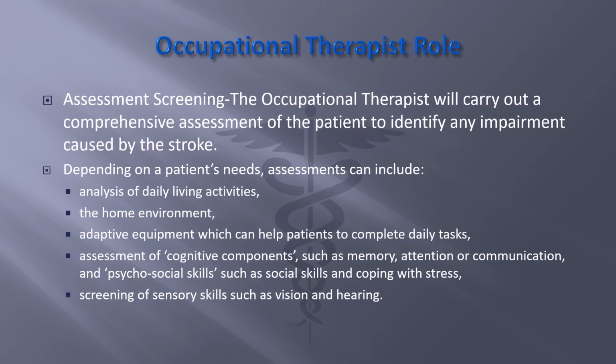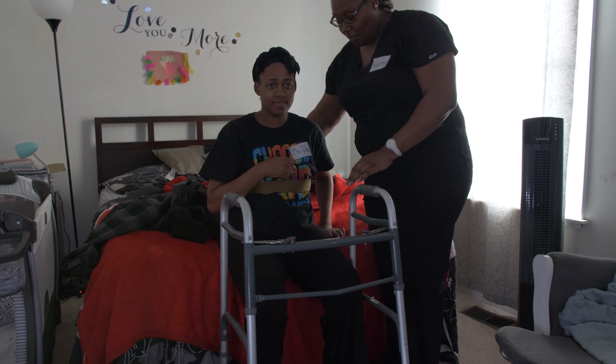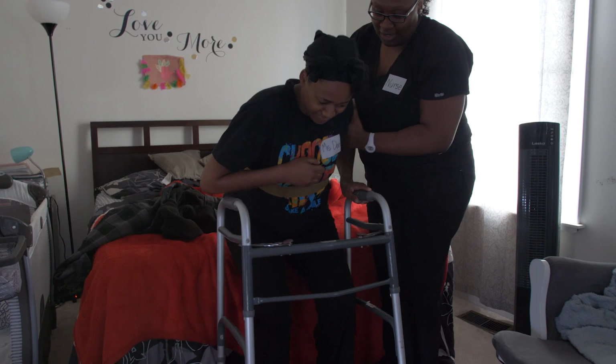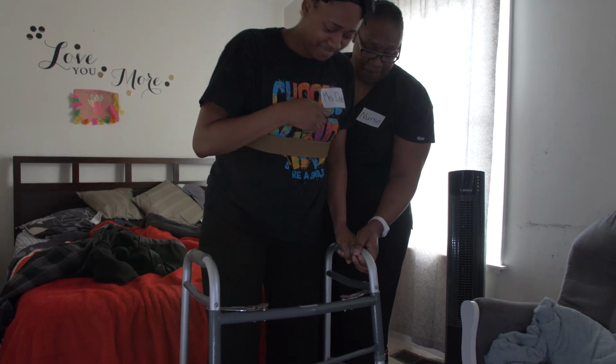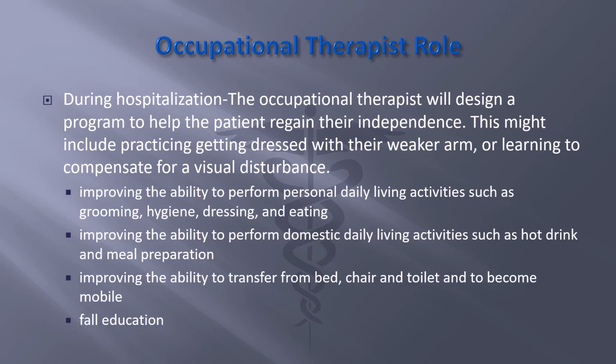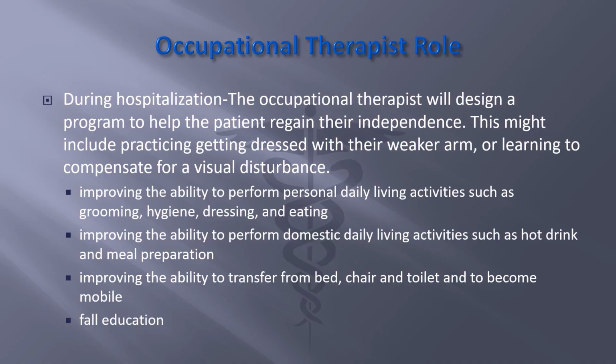Depending on the patient's needs, assessments can include analysis of daily living activities, the home environment, and adaptive equipment, which can help patients to complete daily tasks, assessment of cognitive components, and screening of sensory skills such as vision and hearing. During hospitalization, the occupational therapist's role will be to design a program to help the patient regain their independence. This might include practicing getting dressed with their weaker arm or learning to compensate for visual disturbance.